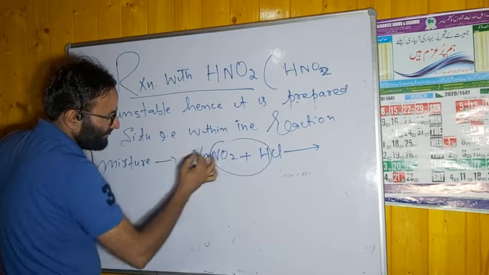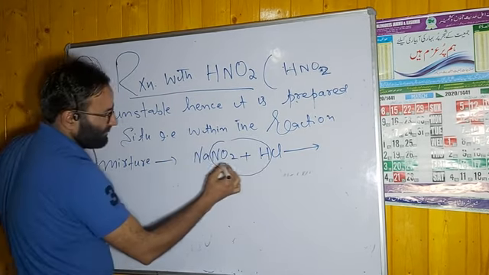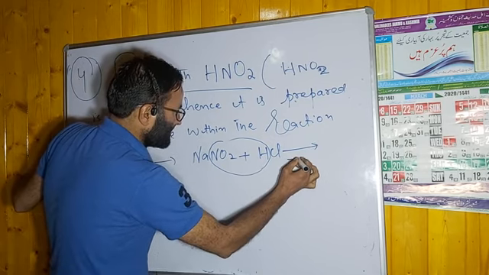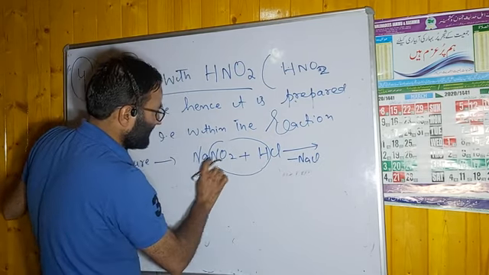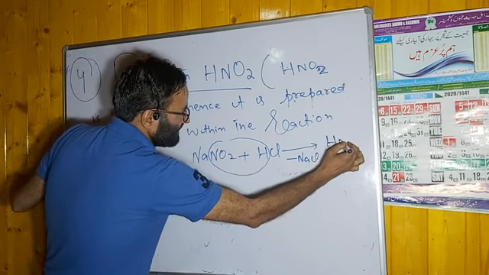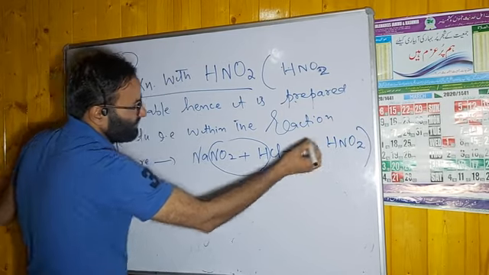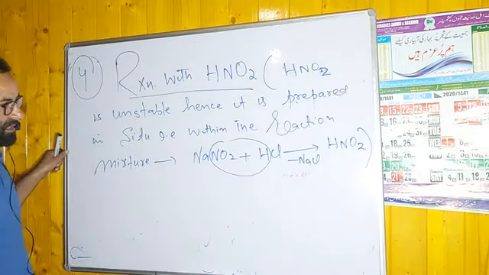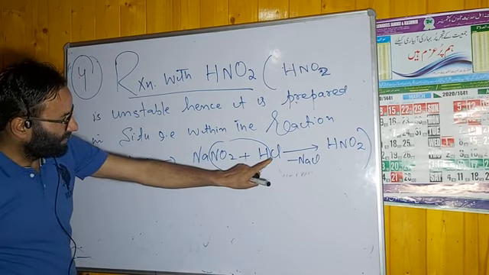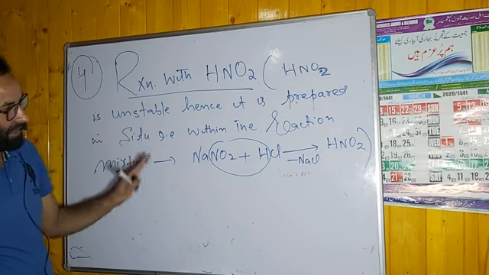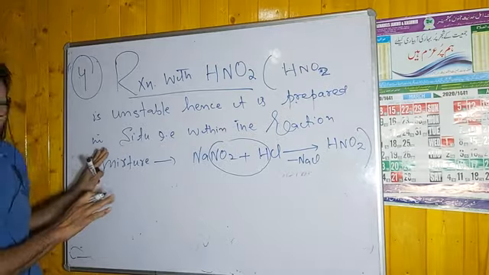You will have NaCl as a byproduct, and you get the nitrous acid. You have to remember how you can prepare nitrous acid in the reaction mixture: by the action of HCl on sodium nitrite. Remember this much; it is unstable.